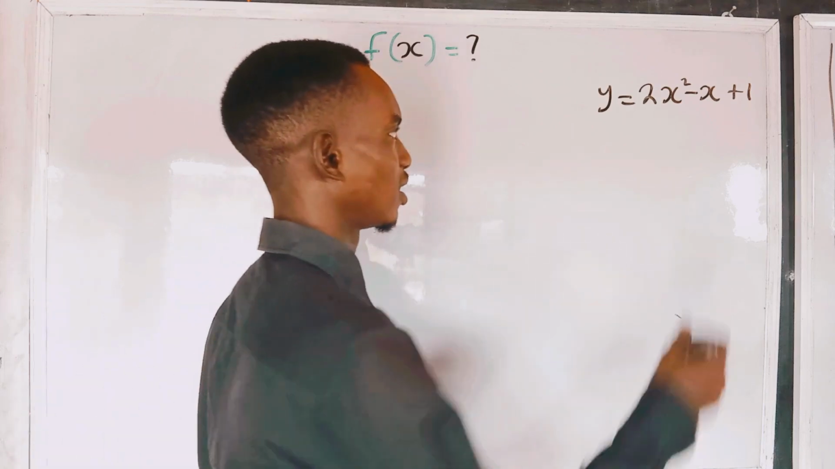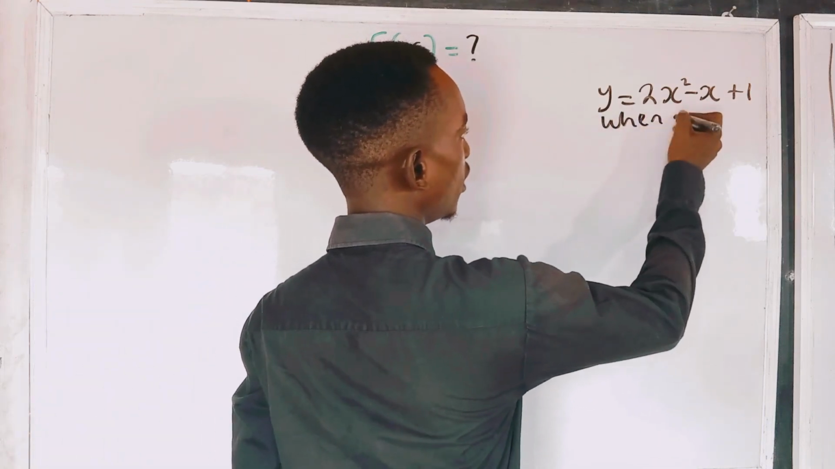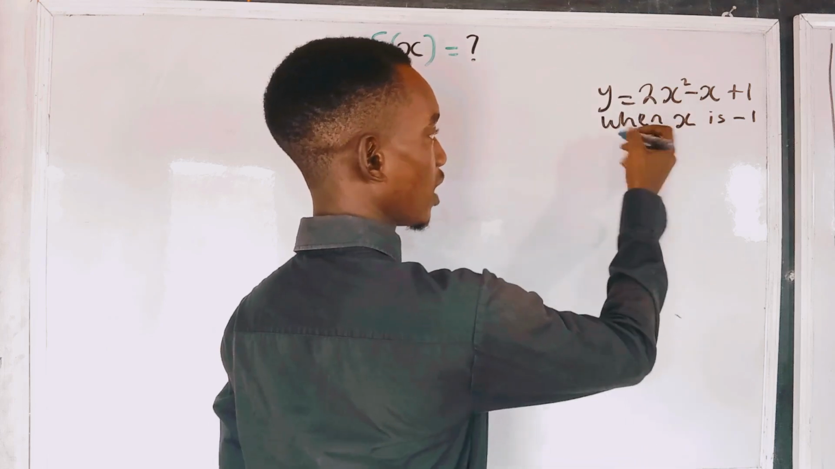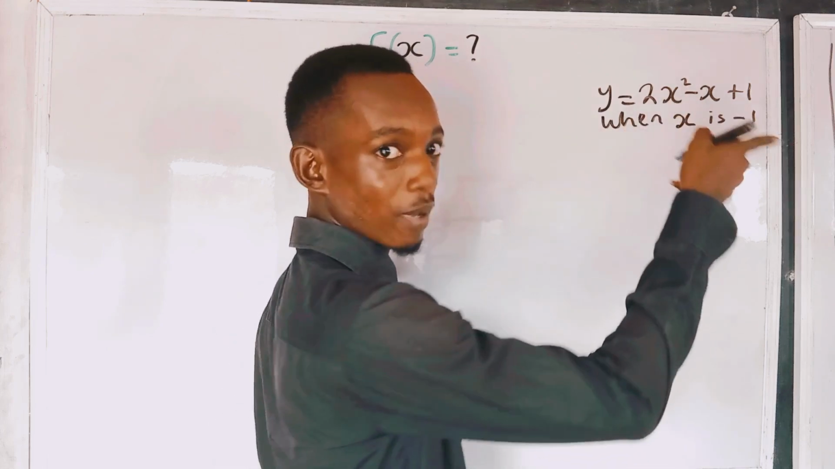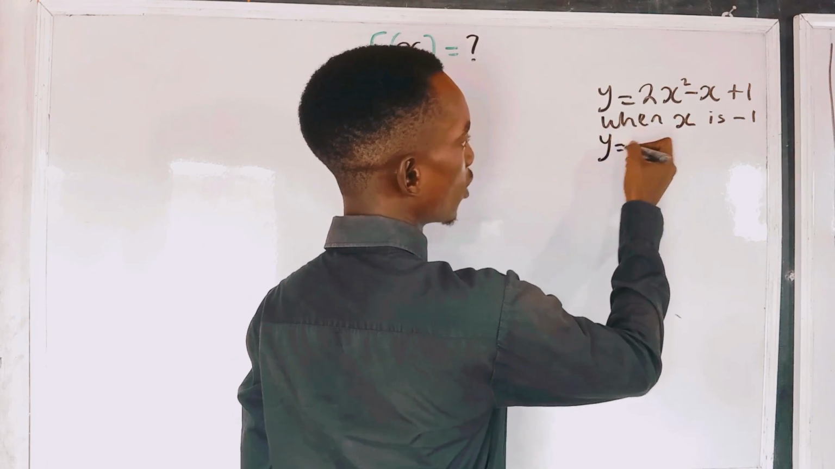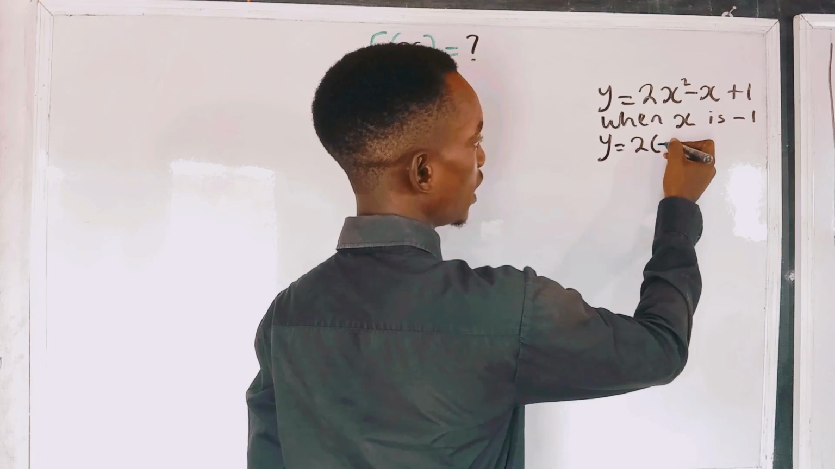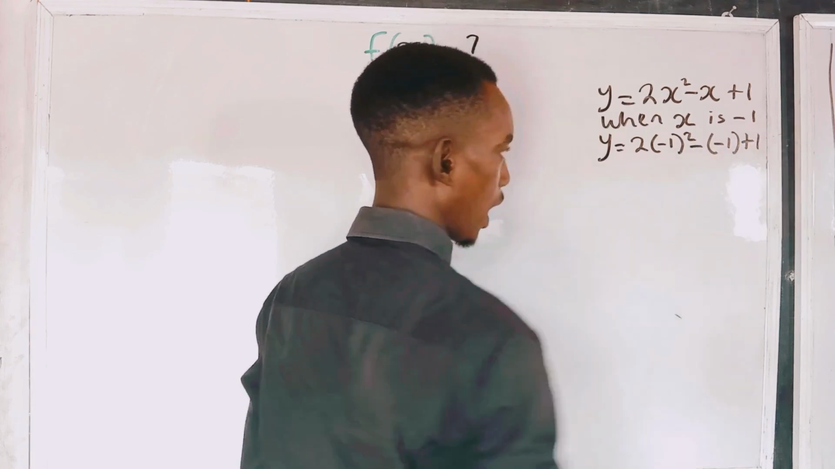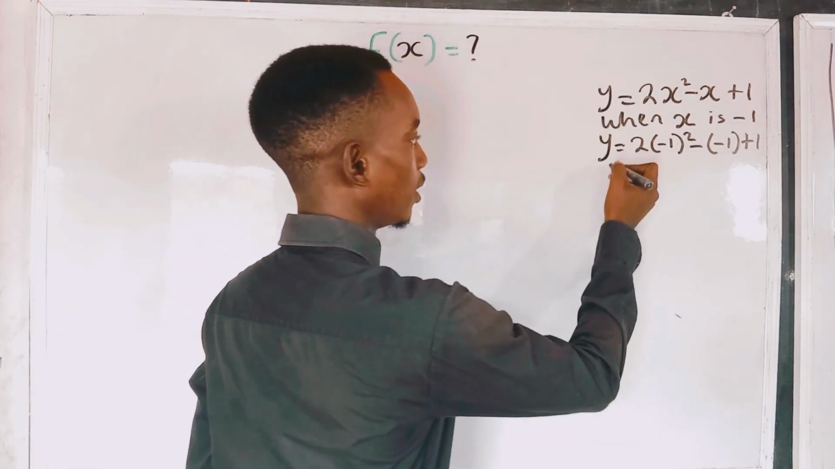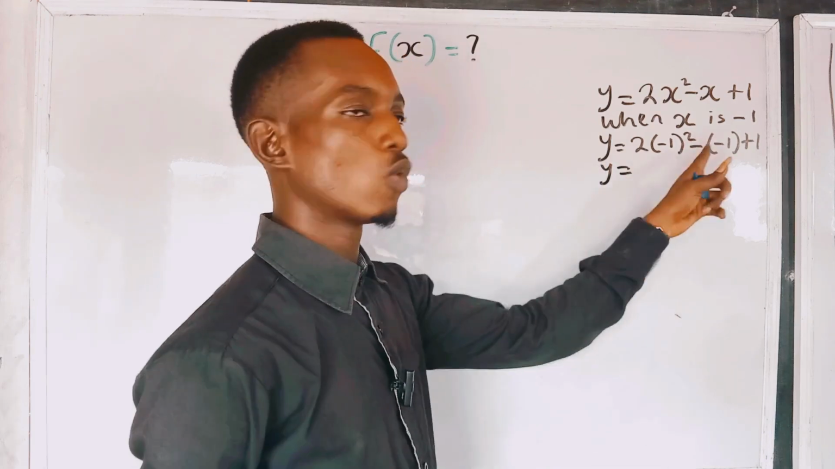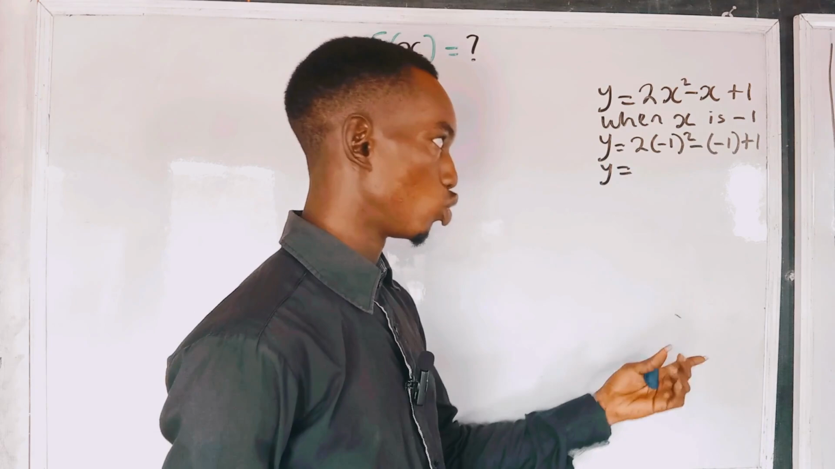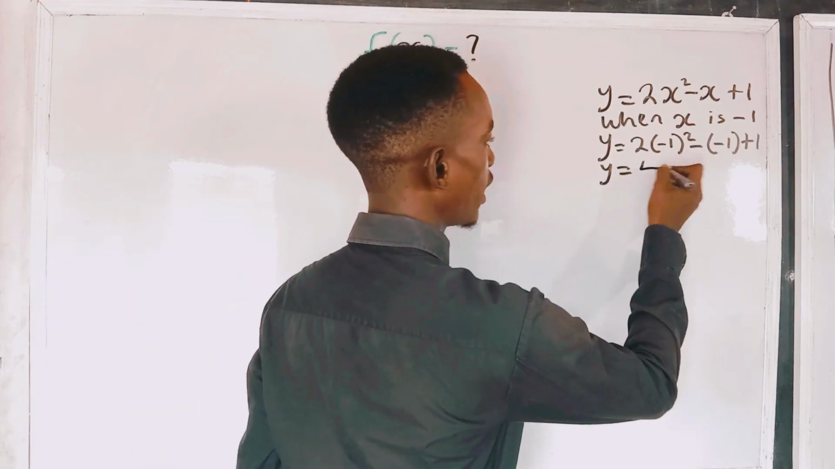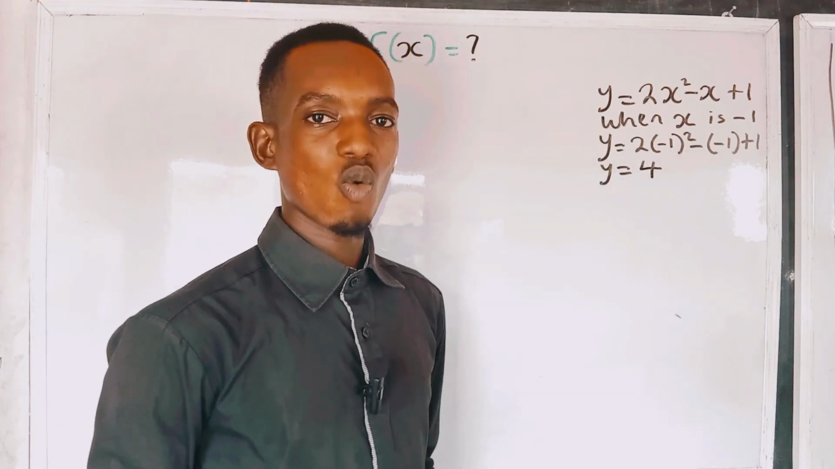For example, let's say when x is -1, how does that affect y? Because x is -1 now, and y depends on x. So we'll say y will be equals to 2 by substitution, -1 squared minus -1 plus 1. So then we simplify. Therefore, y will be equals to -1 squared is 1. So 2 times 1 is 2. 2 plus 1 is what? 3. Then 3 plus 1 is what? 4. Y is what? 4. When x is -1, y is 4.